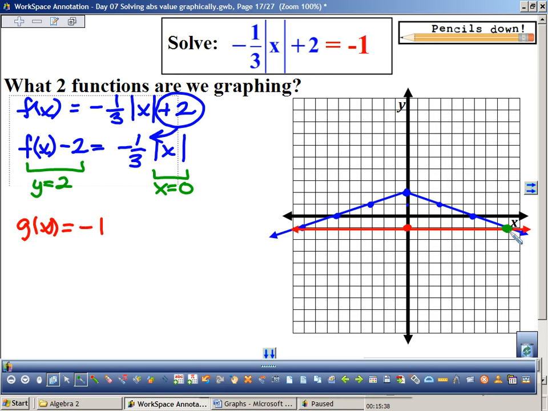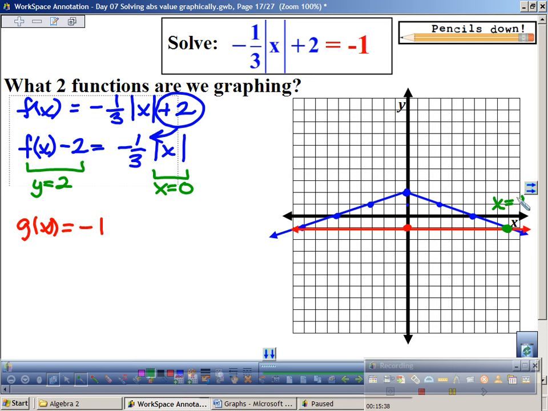I still hear whispering. So here x is 9, and here x is negative 9. So the solution to this problem right here is negative 9 and 9. Can you guys show me one? Questions? Yes, Philip.